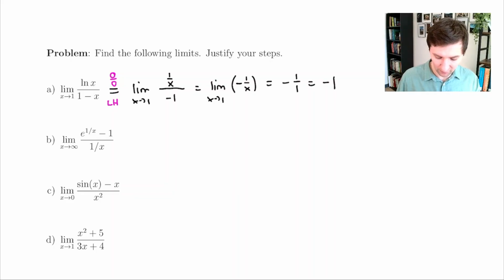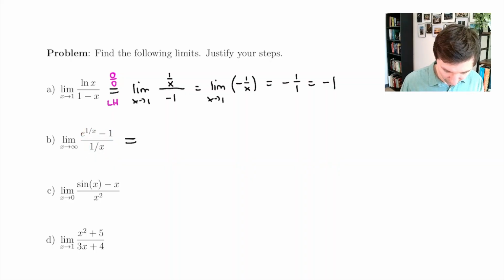In part B, we are given a limit as x goes to infinity. As x goes to infinity, 1 over x gets closer and closer to 0, which means e to that power gets closer and closer to 1. This means that in the numerator I have 1 minus 1, which gives me 0. In the denominator, as x goes to infinity, 1 over x goes to 0 as well. So this is of the form 0 divided by 0.